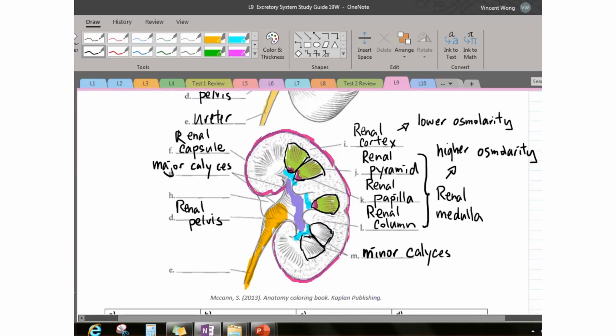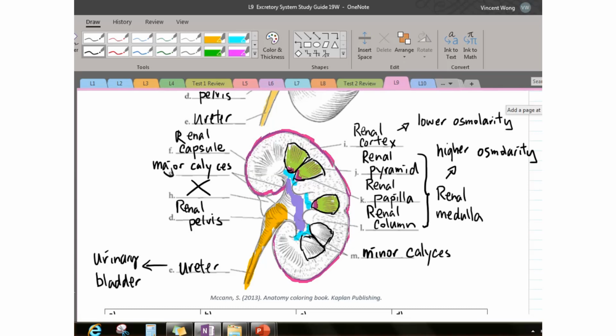Okay, and from there it's going to go into the ureter, and of course the ureter is going to go to the urinary bladder. Okay, don't worry about H. This is just pointing at the space between the various vessels and ureter. We don't have to worry about that.